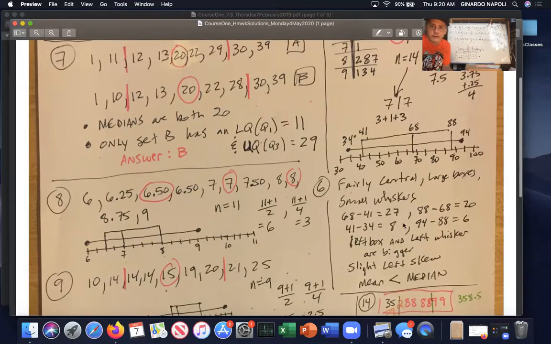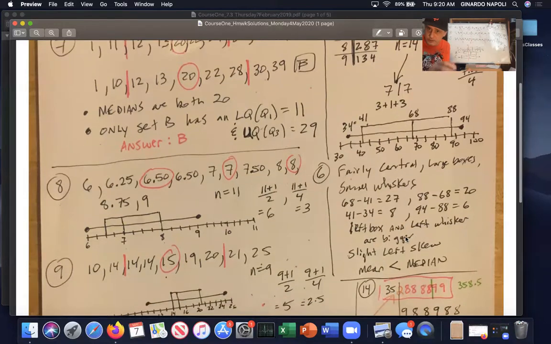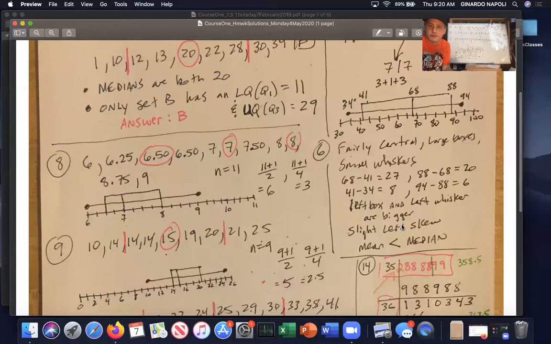And when I did that, I noticed that the 68 minus 41 was bigger than the 88 minus 68. And then with the left whisker, I noticed the 41 minus the 34 was a little bit bigger than the 88 minus the 28. So if you don't want to just go by how it looks, you can be numerical. So it did look like there was more on the left side, left box, left whisker. So it's got slight left skew. And that means the mean is going to shift to the left.